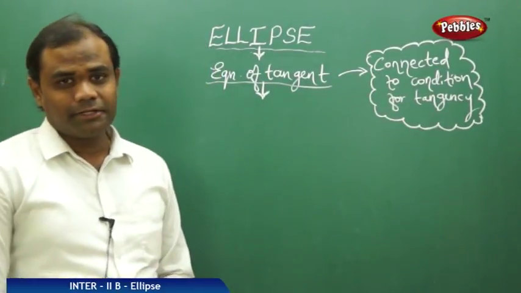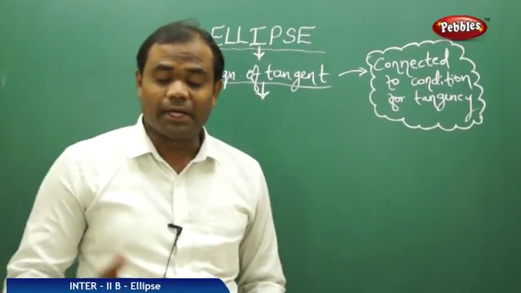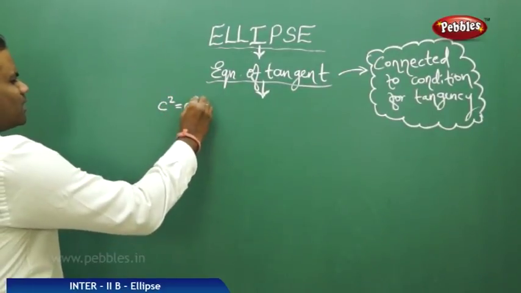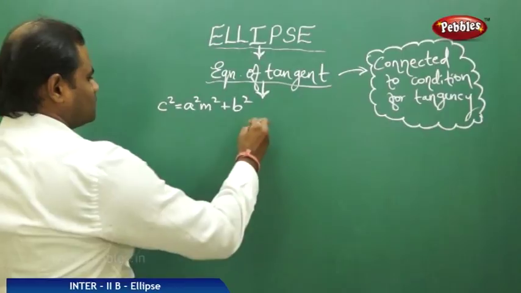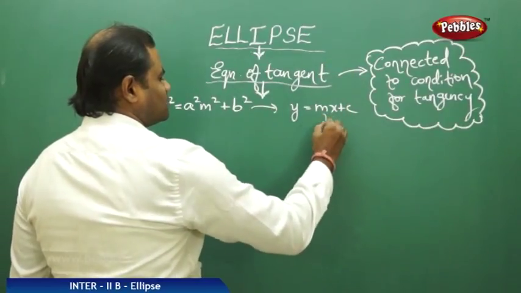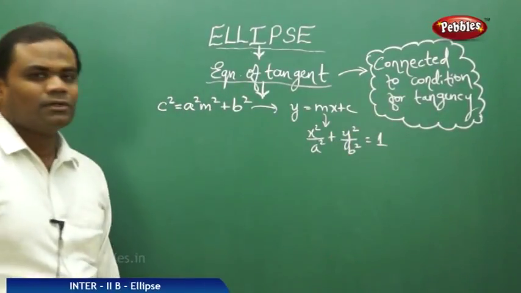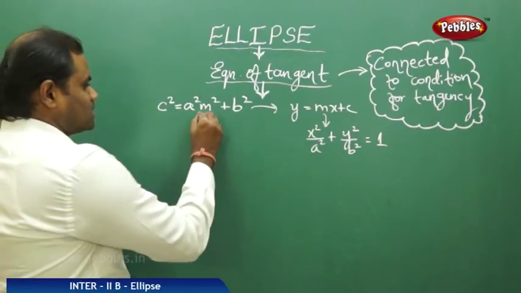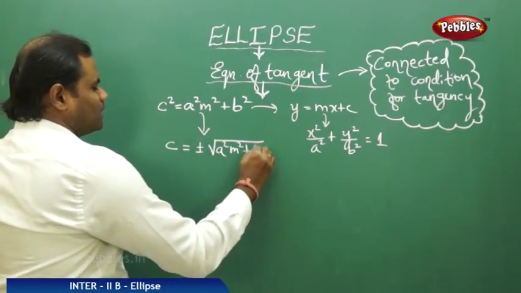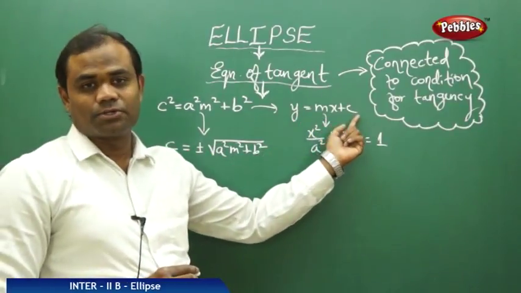Now, as we have discussed the condition for tangency, let's recap how it is connected with the equation of tangent to the ellipse. We have the condition for tangency as c² = a²m² + b² for the line y = mx + c to be a tangent to the ellipse x²/a² + y²/b² = 1. So this gives us c = ± √(a²m² + b²). Therefore, I have two values of c which I can substitute in y = mx + c.